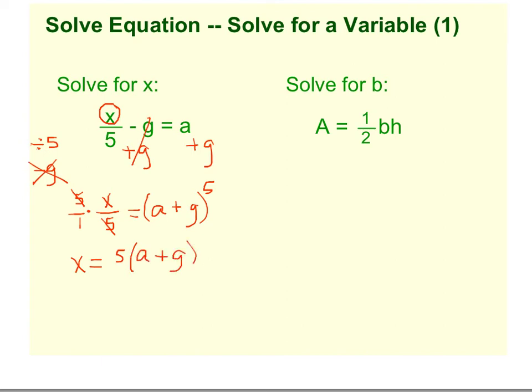We can go ahead and distribute that 5 in. That wouldn't be too bad for our final answer. We get x equals 5a plus 5g. We have solved for x, which means we're done with the problem, even though the 5a plus 5g is a little bit unsettling and maybe we're not a huge fan of it.